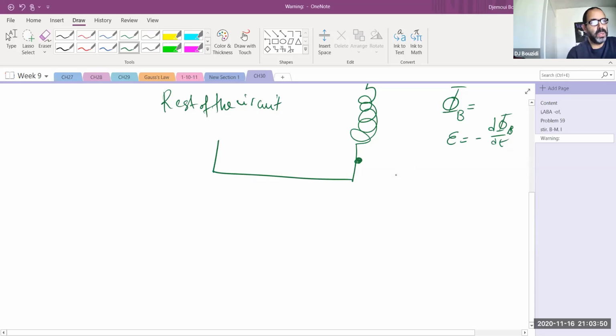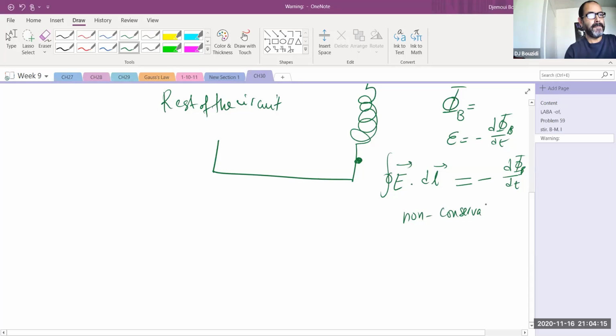So the problem with this one is that the circulation of the electric field that gives this EMF is not equal to 0. It's actually equal to this expression itself. And this is, of course, a non-conservative field. Let me explain what that is.